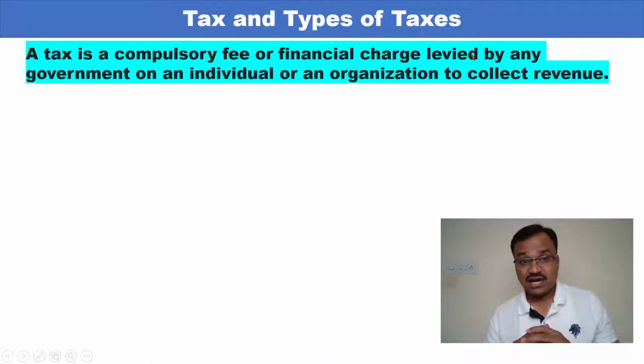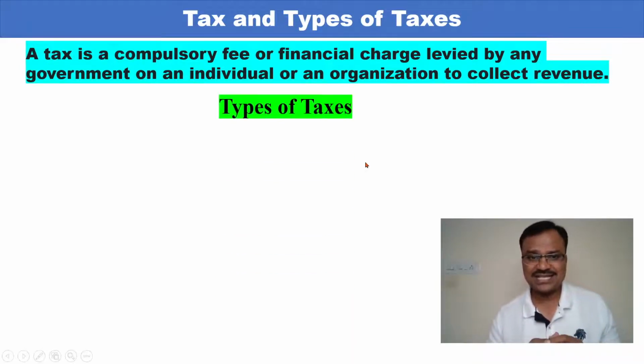A tax is a compulsory fee or financial charge levied by any government on an individual or an organization to collect revenue. See friends, basically tax is a compulsory fee or financial charge which is levied by government on an individual or an organization to run the administration of the government.